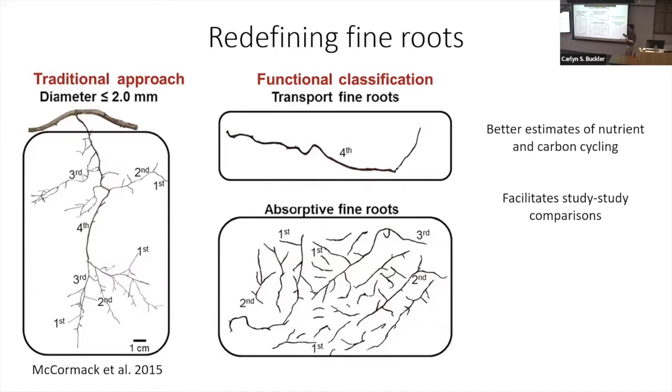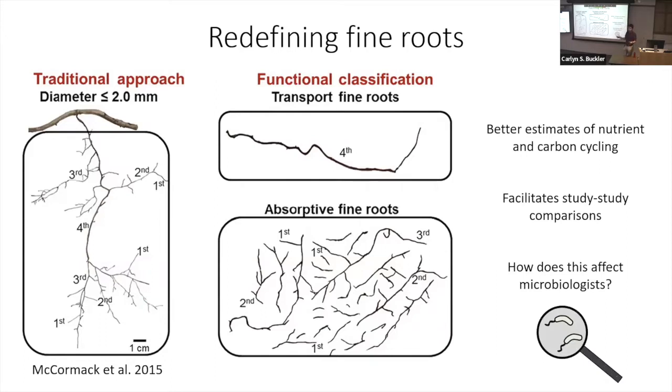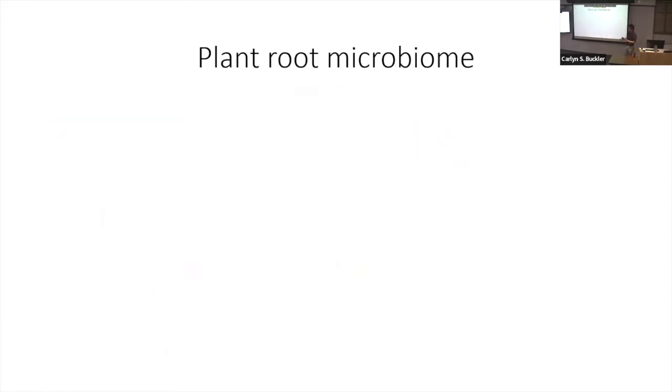But I'm not a root biologist, right? So I think this is cool, whatever. But I'm a microbiologist. So my interest here is how do these different functional roles impact microbiologists? Where are these microbial relationships changing because we're seeing different functional roles of these fine roots in the environment? Before I get too heavy into the microbe side, I just want to have some introduction here.